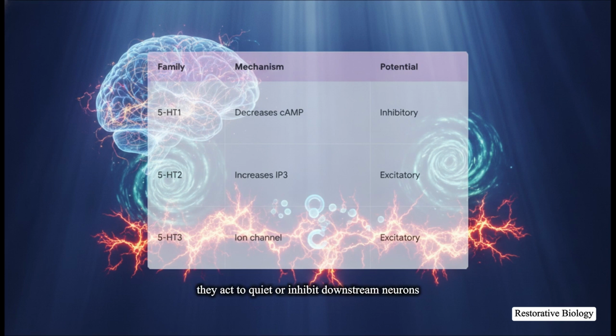Basically, they act to quiet or inhibit downstream neurons. But then you have the 5-HT2 and 5-HT3 families. 5-HT2 receptors increase intracellular IP3, which triggers calcium release, while 5-HT3 acts as a literal ion channel. Both of these are highly excitatory.